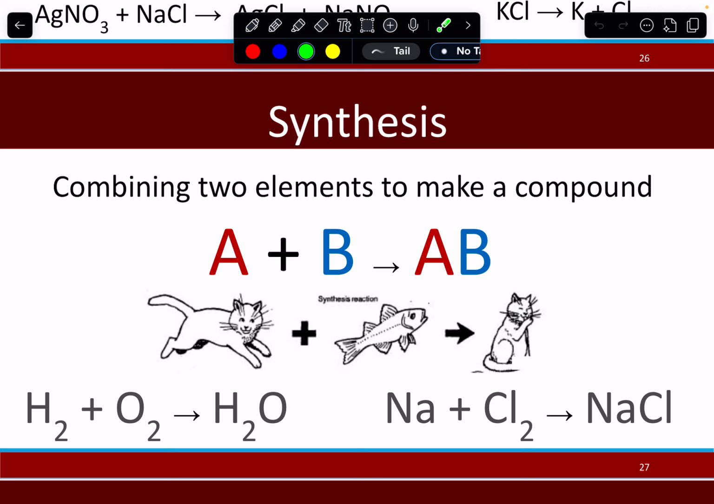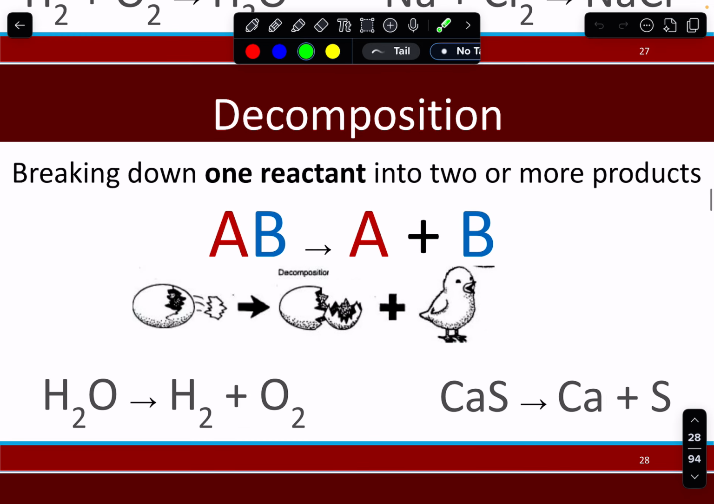So two becomes one. Here's a cartoon that you can think about to help you visualize and analyze what's happening. You have a cat and a fish. The cat eats the fish, and now there is one happy full cat at the end. So you had a cat and a fish, two different things, and then at the end you have one new thing. That is a synthesis reaction.